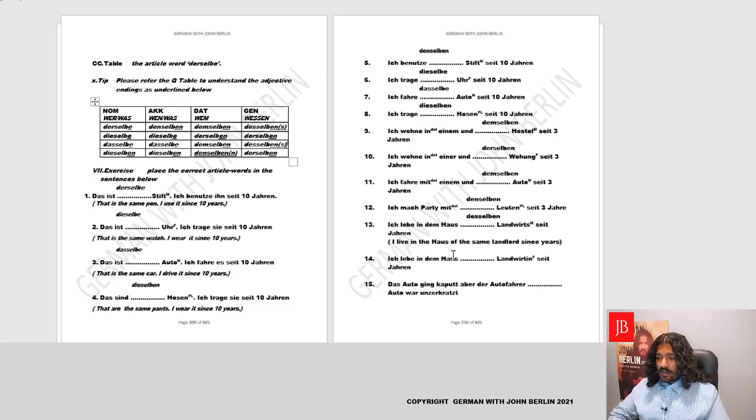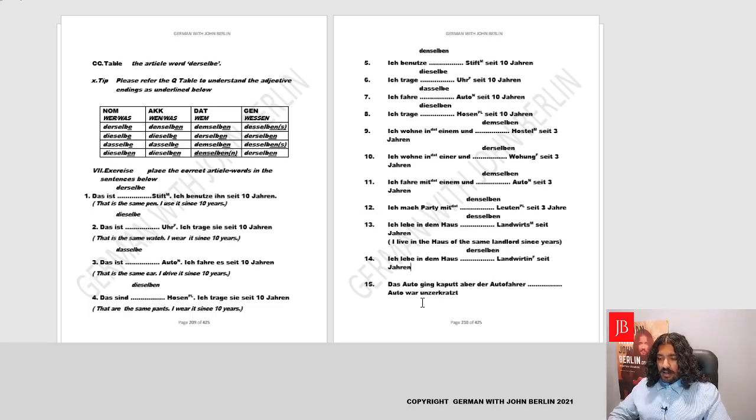Fantastic. Yeah, now I live in the house of the same female landlord since years. So this is Landwirtin. As we know, we add a in to make masculine nouns into feminine. So that's what we have done. Landwirt becomes Landwirtin. Now, whose house do I live? Basically, wessen. Answer is Landwirtin, feminine. That's der selben. So ich lebe in dem Haus. I live in the house of the same. It'll be der selben Landwirtin seit Jahren.